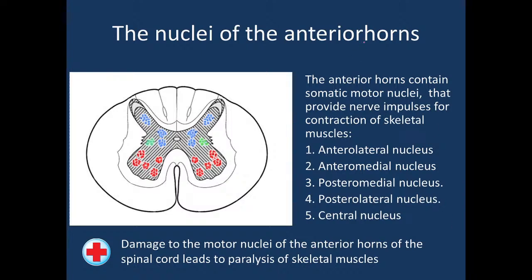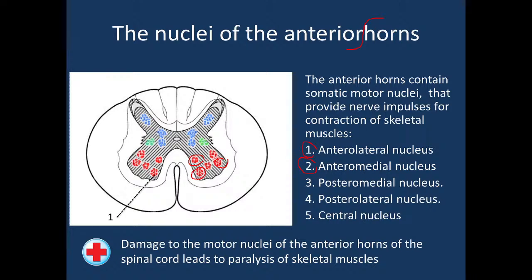The nuclei of the anterior horns, there is a small mistake here, consist of five nuclei. We call it the anterolateral nucleus here, the anteromedial nucleus here. These are 1 and 2. The posteromedial nucleus here.